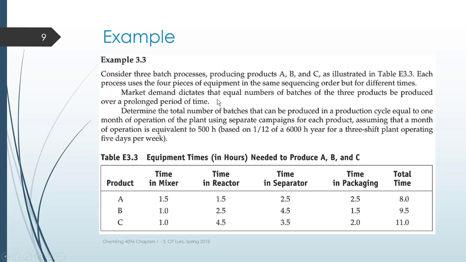We want an equal number of these batches produced, like, for the next 6 years or something like that. We want to figure out how many batches I can produce. What's the most efficient way to run this? And how much can I make in 1 month of operation? For our purposes here, we'll base this on a 500-hour month. That 500 hours is based on a 6,000-hour operating year, which is 3 shifts, 5 days a week. Anyway, a 500-hour month is what we'll call it.